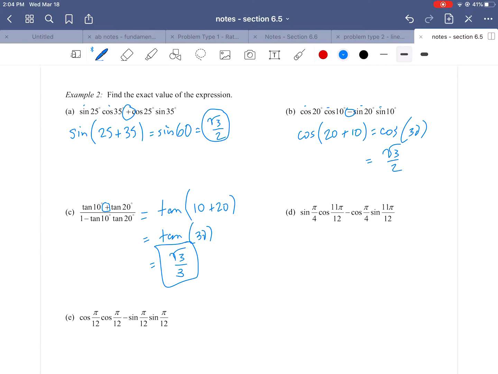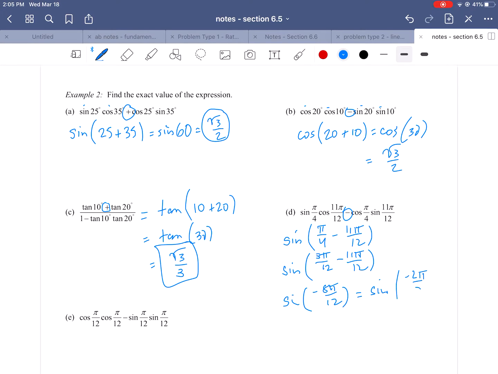Okay, on letter D, I've got sine pi over 4, cosine of 11 pi over 12, minus cosine pi over 4, sine of 11 pi over 12. And so since that is a mixed expression, I know that this had to have been a sine formula. And it's going to be sine of a difference because this is a minus sign and the sign stays the same. So pi over 4 minus 11 pi over 12. And that's going to end up becoming, if I think about this as being 3 over 12, which is the same thing as pi over 4, minus 11 over 12, that's going to give me sine of negative 8 pi over 12, or same thing, sine of negative 2 pi over 3.